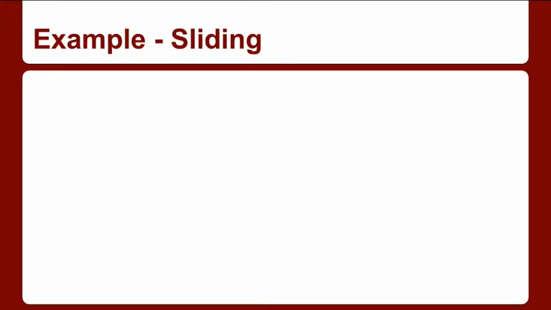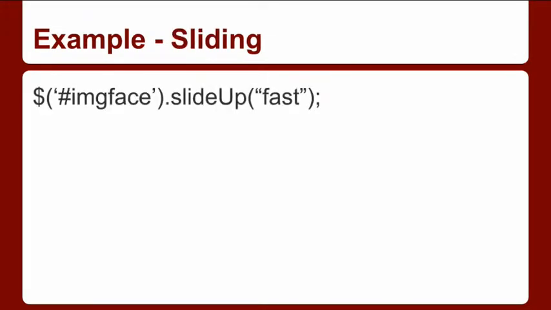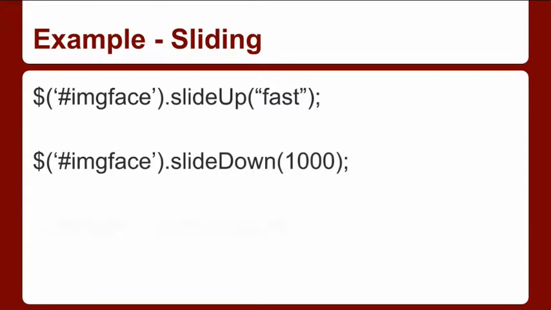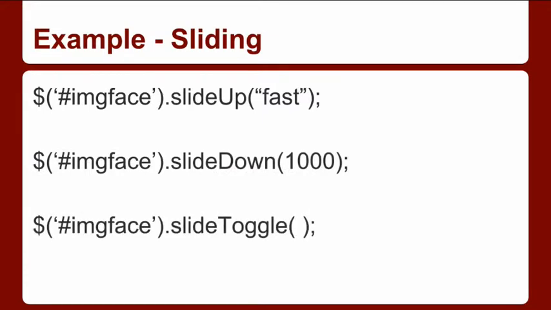Okay, similarly for sliding, you can do a slide up, you can do a slide down, and a slide toggle. Now I don't have a visual on this one, but basically it's an image that's going to collapse up or collapse down, almost like a set of blinds, and slide toggle will make it go up or down depending on what state it's in right now.